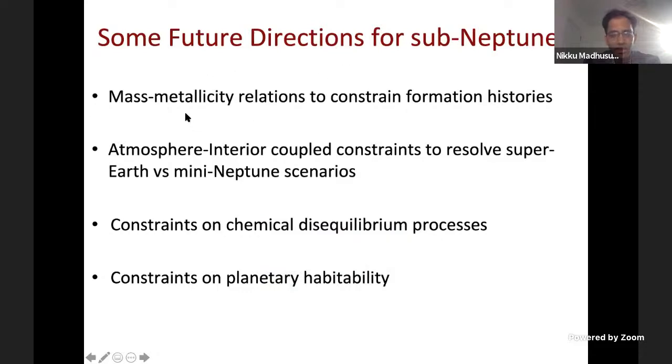These are some future directions for sub-Neptunes. You can study mass-metallicity relations, you can study atmosphere-interior coupled constraints to resolve big questions like super Earths versus mini Neptunes. You can also study chemical disequilibrium processes, and you can also study constraints on planetary habitability.